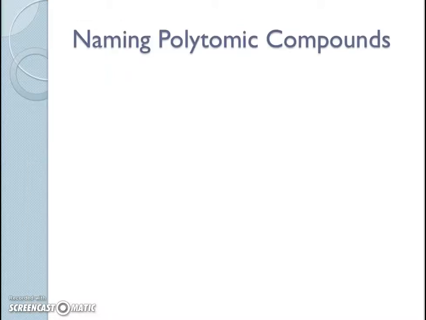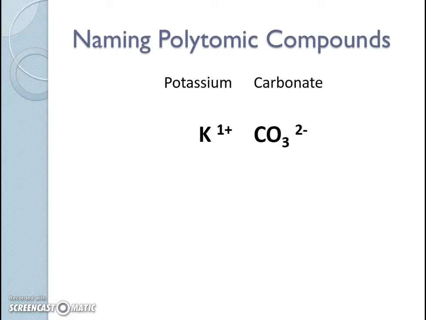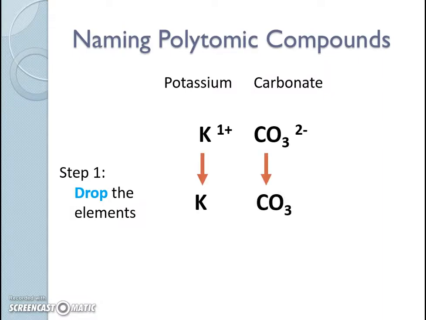So let's go ahead and look at an example for polyatomic compounds and combining those. So let's say that we have potassium, which is K, and is 1 plus in the oxidation number. And we have carbonate, which is CO3, and has a 2 minus oxidation number. So again, step 1, we're dropping down what we've been given. So the K comes down, and the entire thing, the CO3, has to come down. All right. So imagine, if you will, a set of parentheses around this.